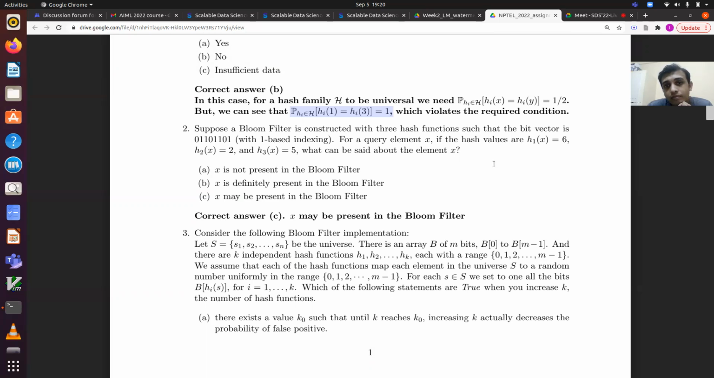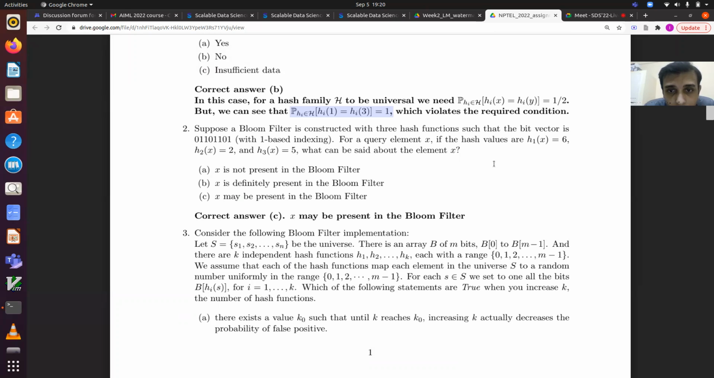Now what I'm doing, H1 of X equals 6, so we are seeing 1 over here. H2 of X equals 2, this is also 1 over here. H3 of X, this is 0 over here. Can you see the bit position? Wait, it's 1-based indexing.